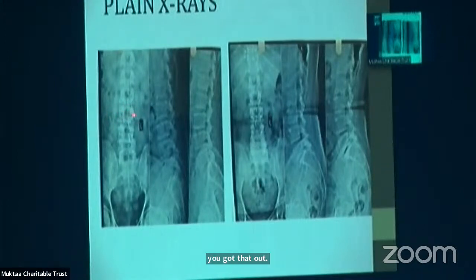What does this tell you? The facet joint is formed by the lower articular process from the upper vertebra and the upper articular process from the lower vertebra.